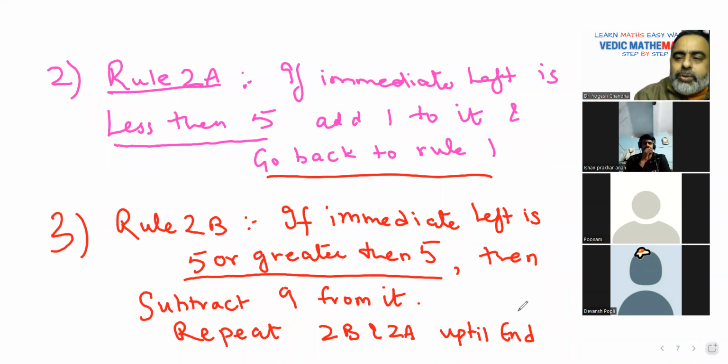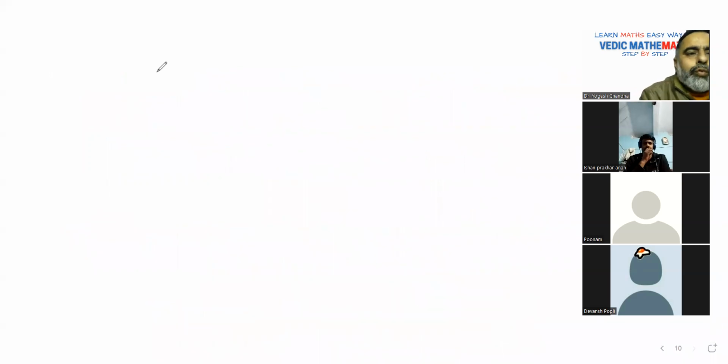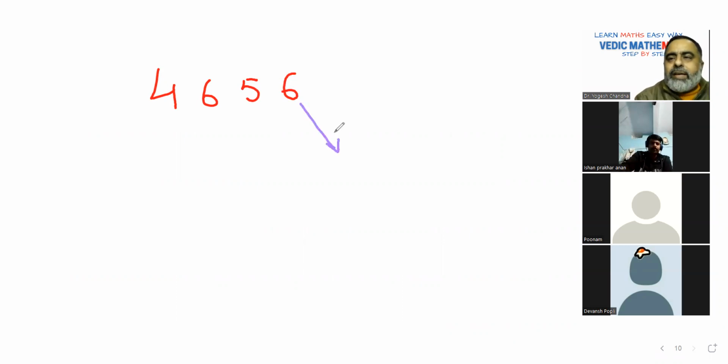Now let me show you one example. 4, 6, 5, 6. First thing, what will be the answer here? Yes, Sudhanshu, Devansh, Poonam, Kalpana. 6 minus 10 is equal to 4 bar, sir. Okay, so we'll apply rule number 1 here and it will become 4 bar.